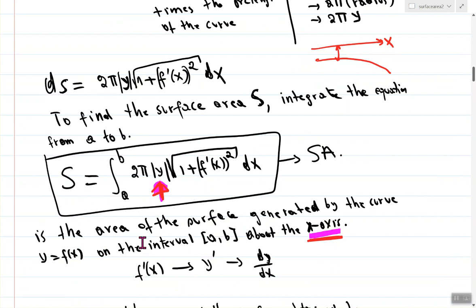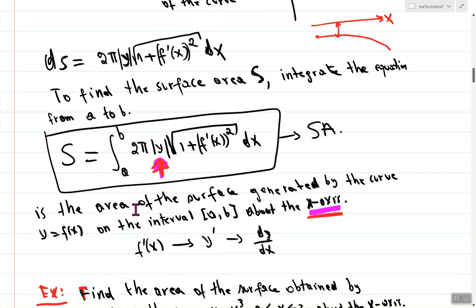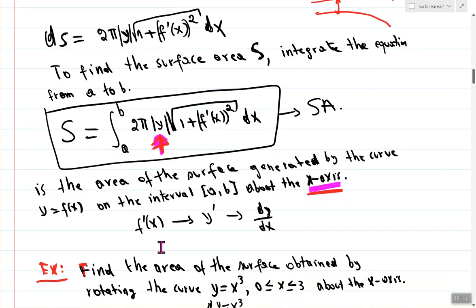So this is the area of the surface generated by the curve y equals f of x on the interval a, b about the x-axis. So that gives us the formula that we're looking for. Now what you should notice here is when you do the rotation with respect to the x-axis, the radius is y. So you're going to have a 2 pi times y. Rotation about the x-axis, you get a 2 pi times y. If it's a rotation about the y-axis, you're going to have a 2 pi times x. So that's what you have to make sure you understand.